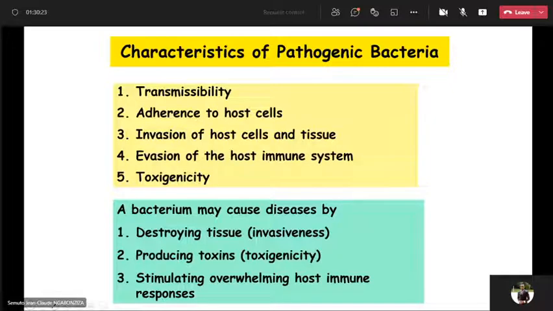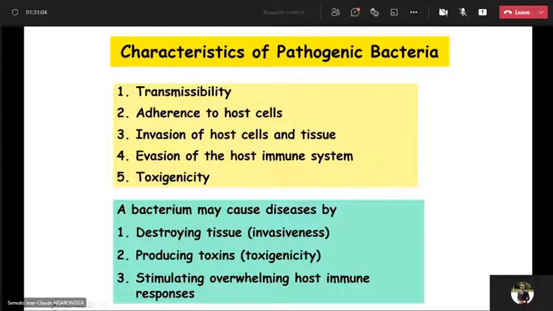We have invasiveness, which is destroying by themselves. Toxigenicity means the toxin produced by the bacteria is the cause of disease, the source of all symptoms and signs, and it stimulates an overwhelming host immune response. So these are the three pathways by which bacteria cause disease. One is by destroying the tissue. Second is by producing toxin or toxic substances to the host.